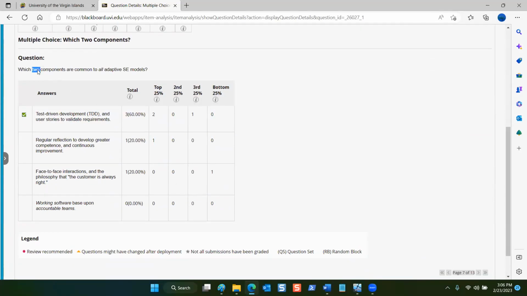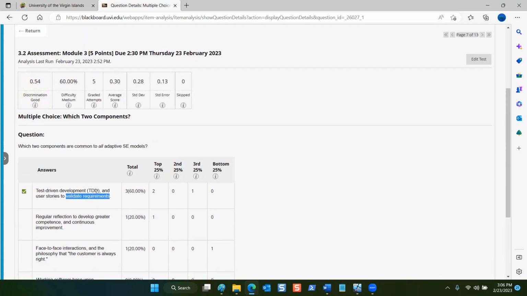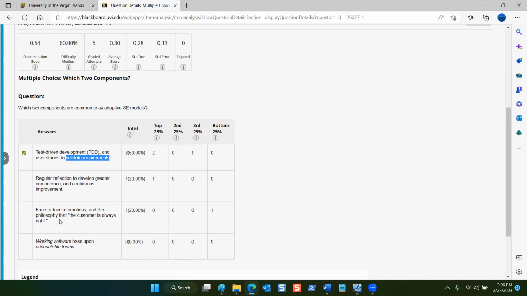Which two components are common to all adaptive SE models? Test-driven development and user stories to validate requirements. We're talking about the requirements engineering piece that's common to any software engineering method, whether it's a legacy planning and documentation model or an adaptive agile model. So this is a bogus answer here.